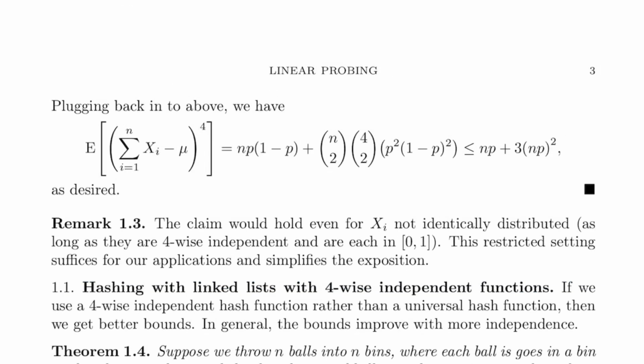Plugging back in, we now have that the expected value of the sum minus the average to the fourth is equal to np times 1 minus p plus n choose 2 times 4 choose 2 times p squared times 1 minus p squared, which is less than or equal to np plus 3 times np squared. That's the average plus 3 times the average squared, which is exactly what we were going for.